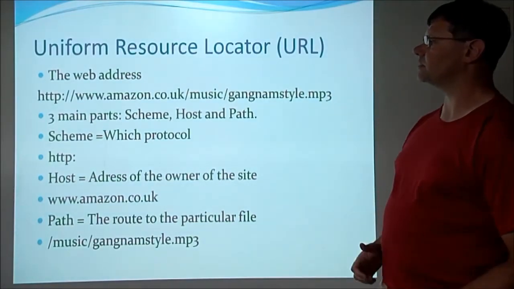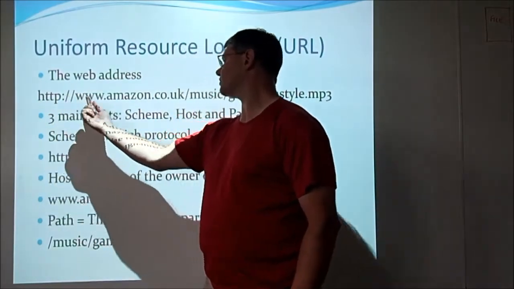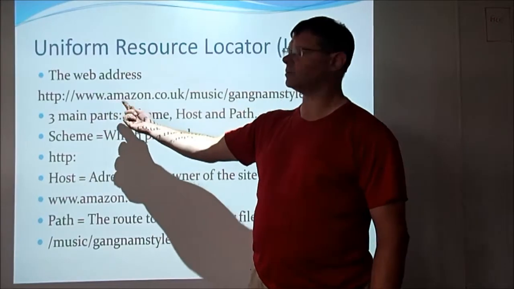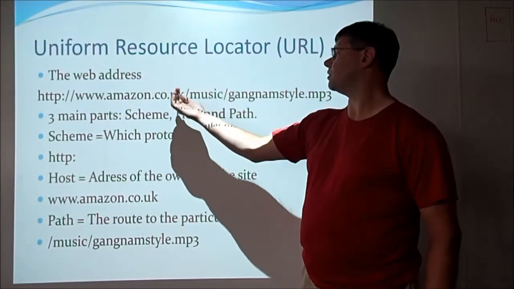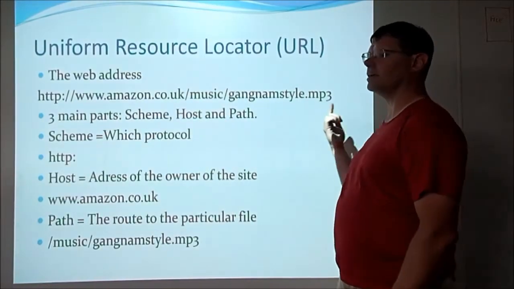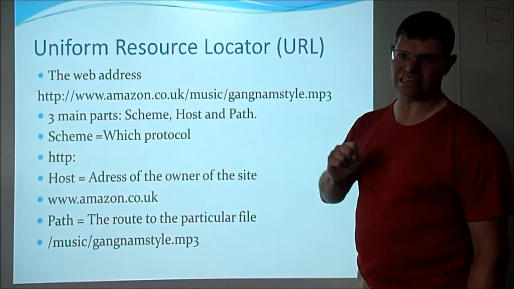So those are your three parts. You've got the scheme, which is the HTTP. You've got the host, which is the www.whatever.co.uk, .com, .org, whatever it might be. And then you've got the / and everything after that is the path that you need to use from there. So scheme, host, path. Easy.